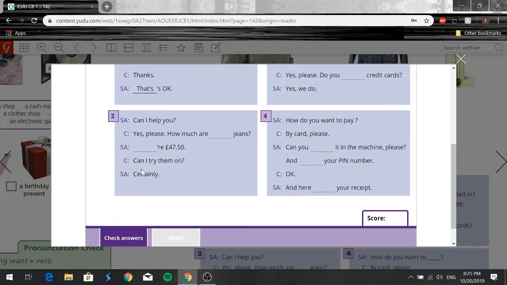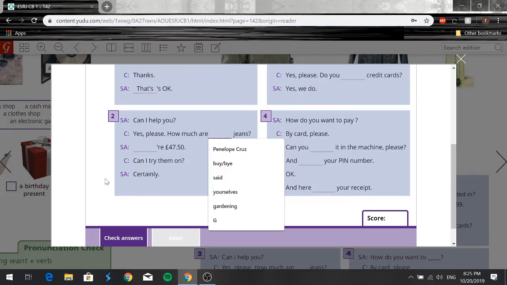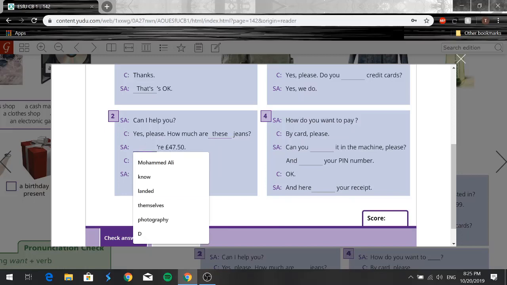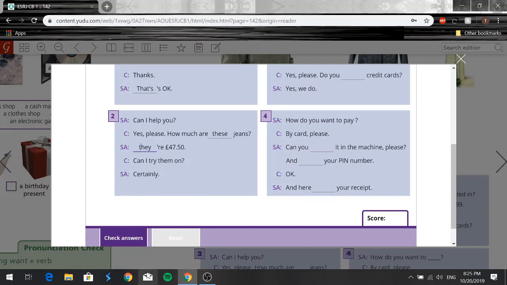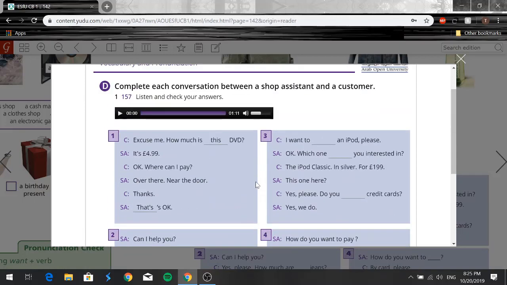And then conversation 2, can I help you? Yes, please. How much are dash jeans? So we'll say, are these jeans, right? And then we'll say they. The R is already written, so we'll say they're 47.50. Let me write that in capital. They're 47.50. Can I try them on? Certainly. Okay. Then we have conversation 3.